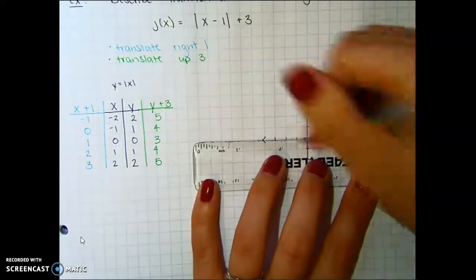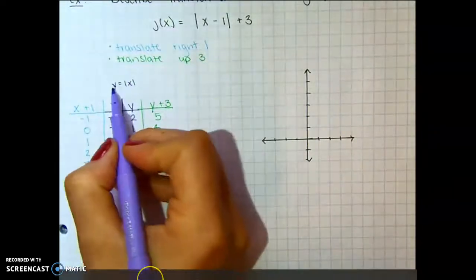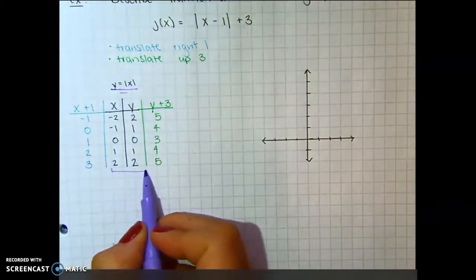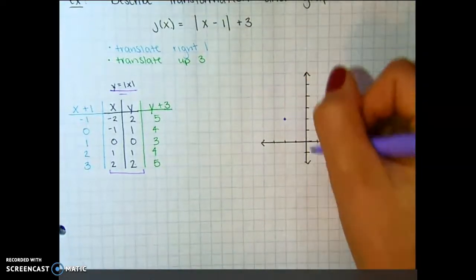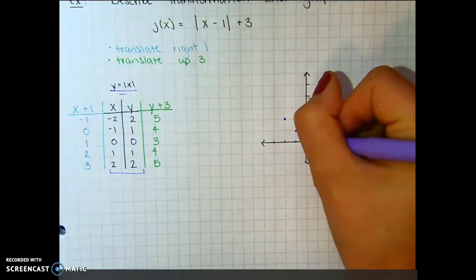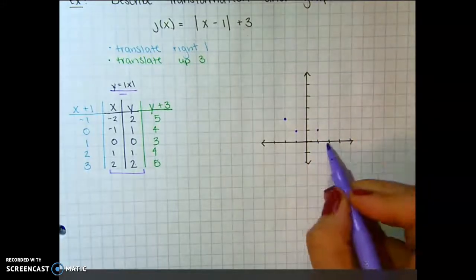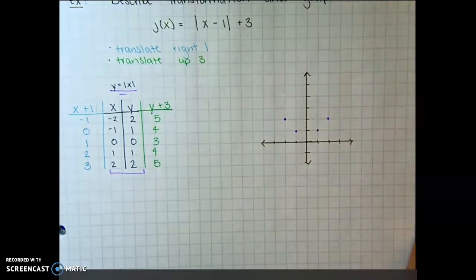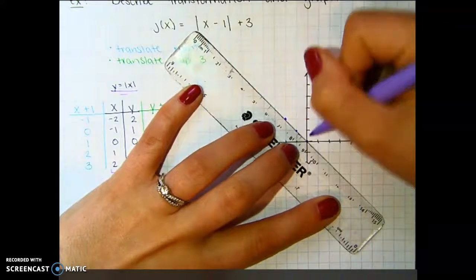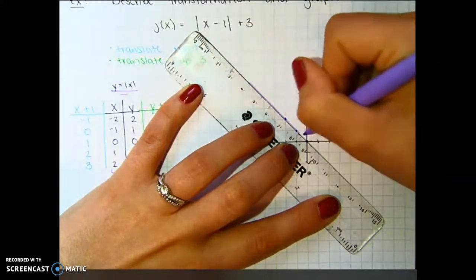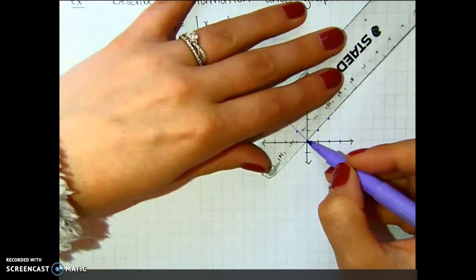So the parent is going to be this equation and these values. So -2, 2, -1, 1, 0, 0, 1, 1, 2, 2. And if you remember from Algebra 1, this is completely straight. And be very careful that you line this up perfectly, or else your graph could be wrong.